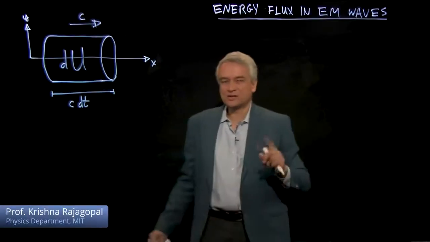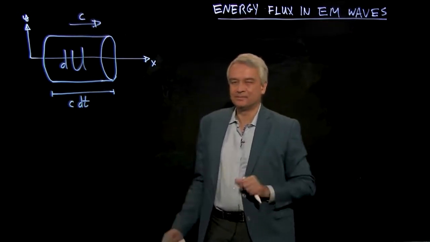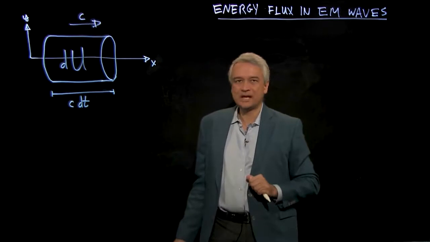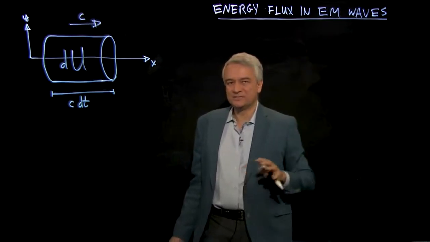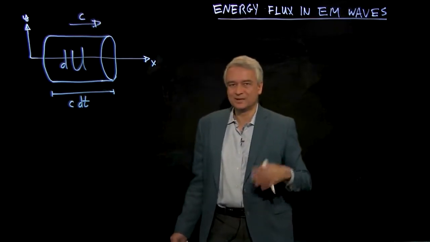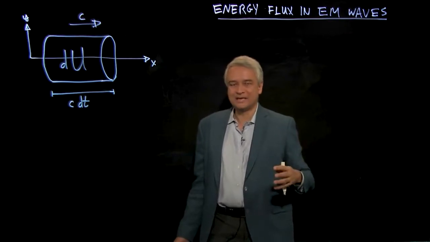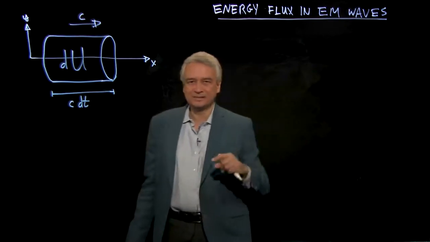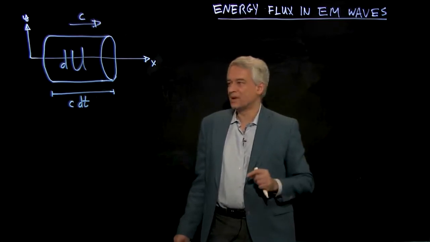Okay, so what I want to do now is to do a little calculation just to show you that everything hangs together. I'm going to calculate the energy flux in an electromagnetic wave using stuff that we learned a long time ago, namely how much energy density is there in an electric field or a magnetic field. And what we should get from that is the same thing that we got in the immediately previous video from the Poynting vector. So let's just go ahead and do it.